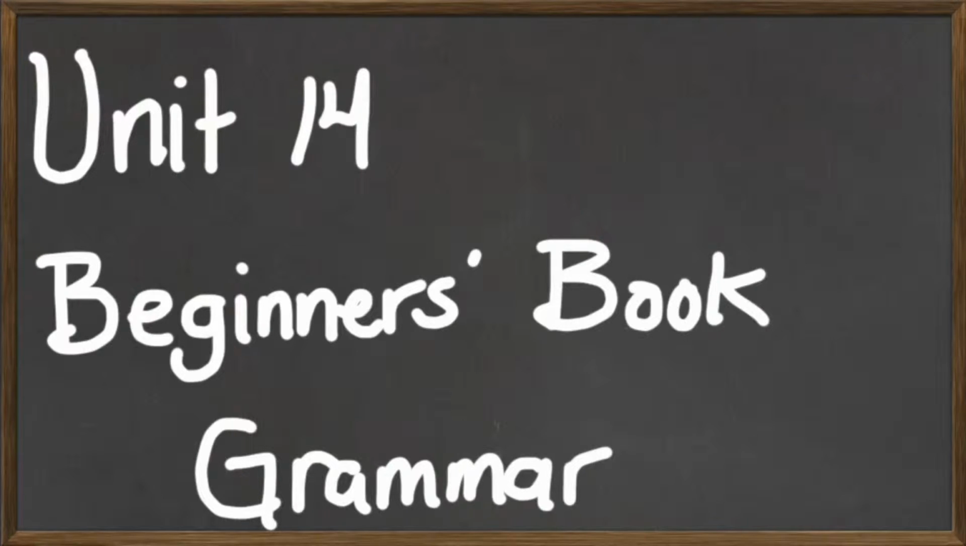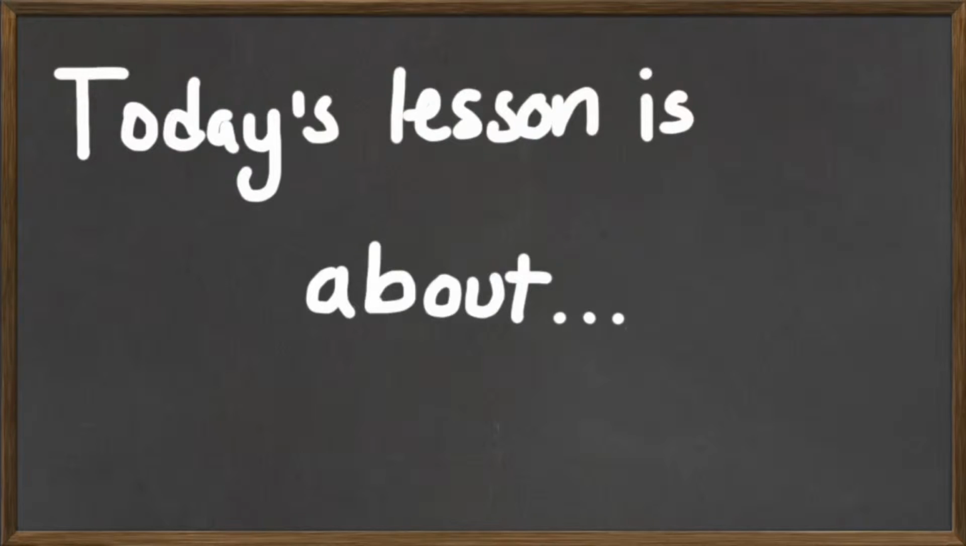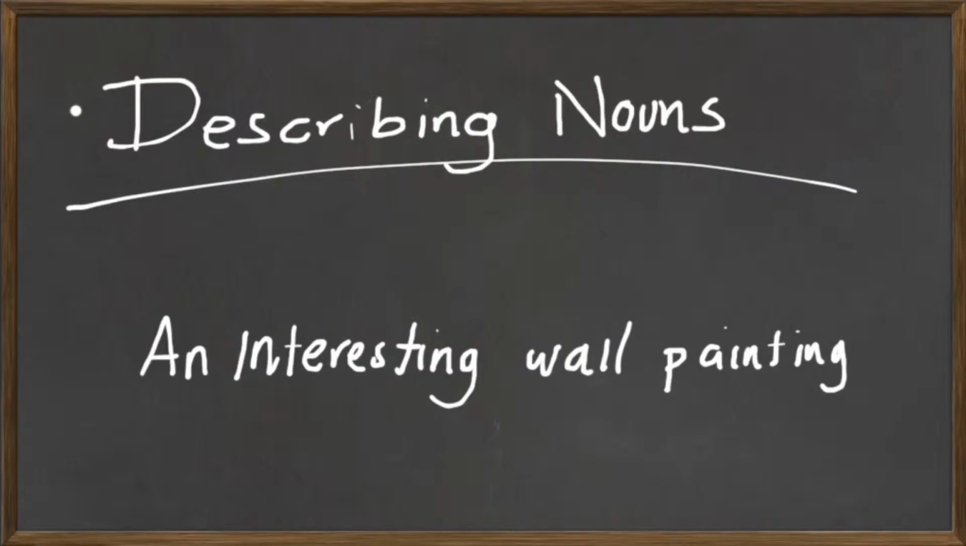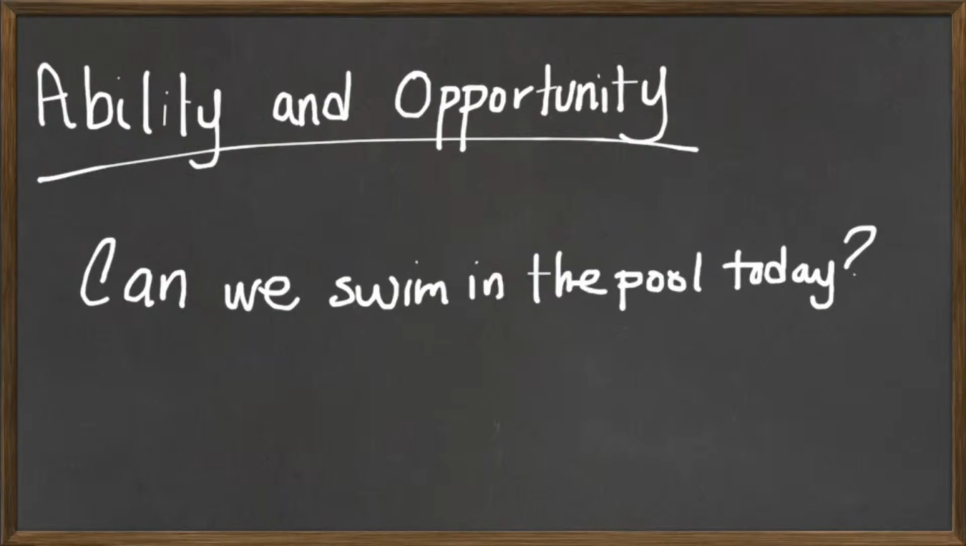Today we're going to be covering Unit 13 for our beginner's book, and we're going to be covering the grammar aspect. Let's begin. Today's lesson is about describing nouns. For example, an interesting wall painting. Also, we will be talking about ability and opportunity. For example, can we swim in the pool today?